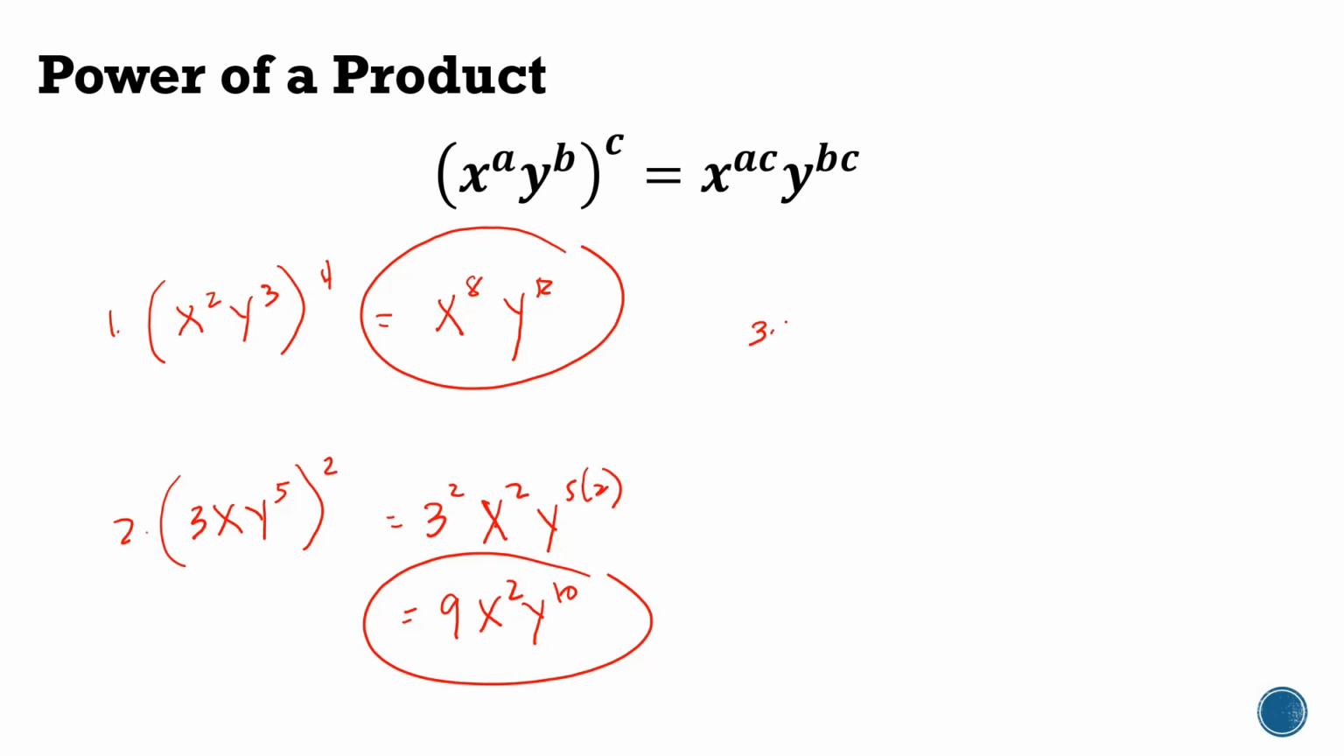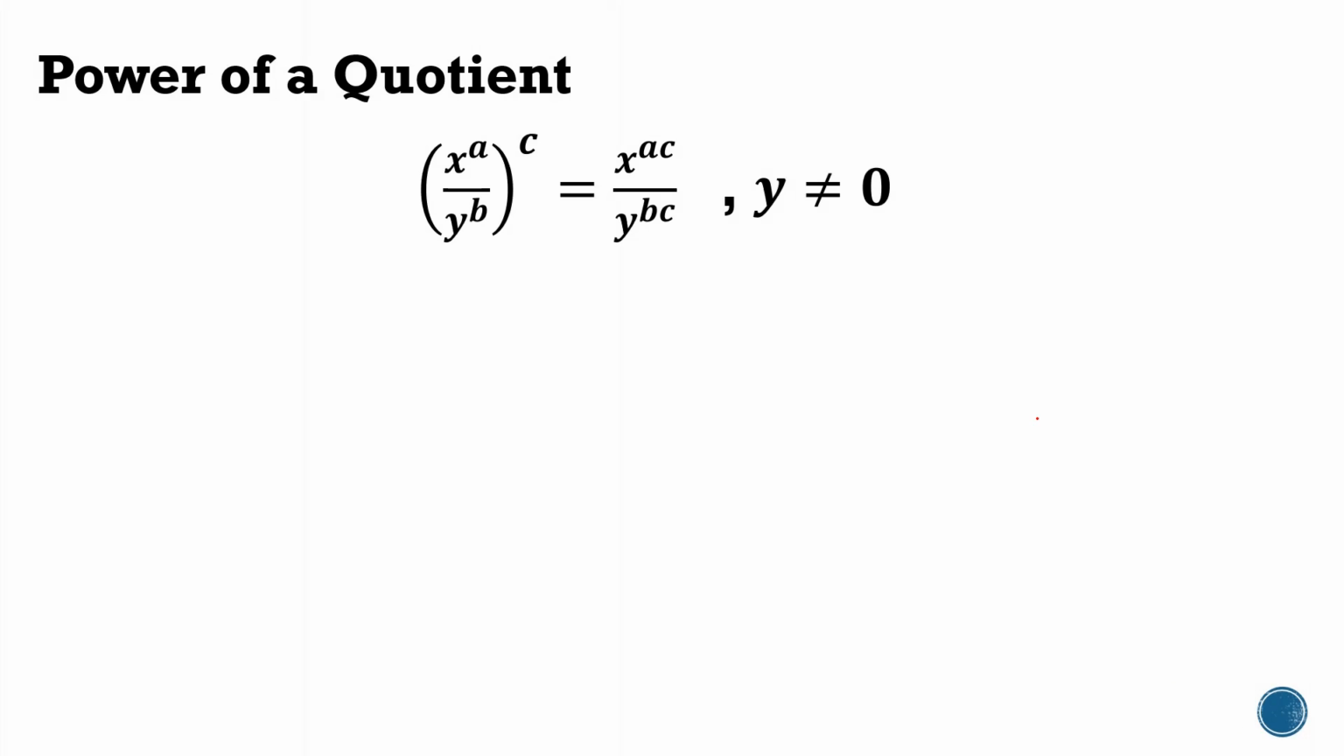Okay, number 3. Third example, let's see. We have 5, x raised to negative 2, and then y raised to 6, all raised to 3. Okay, so this is 5 raised to 3, x raised to negative 2 times 3, y raised to 6 times 3. 5 times 5 is 25 times 5 is 125.